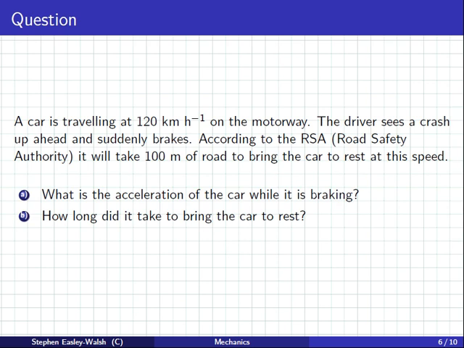So you understand what's happening? The car is going 120, then the driver suddenly stops. It takes 100 meters to stop the car. What's the acceleration and what's the time? Okay, I'll give you a minute to try it, then we'll do it together. See if you can get it. I think you can.